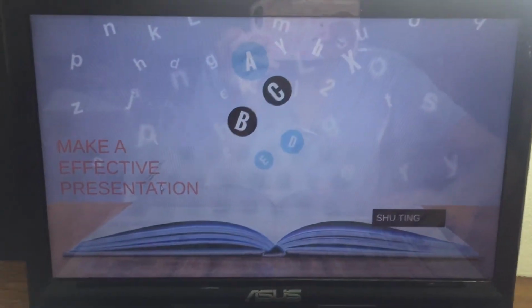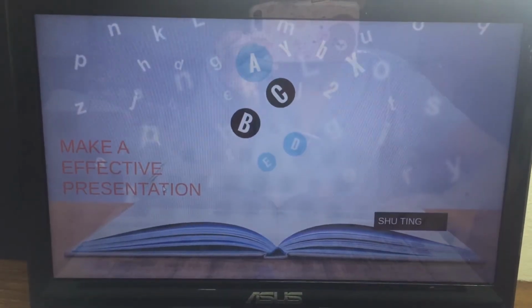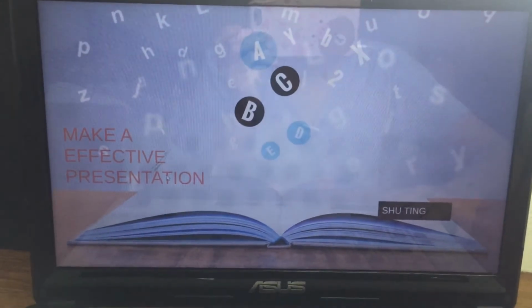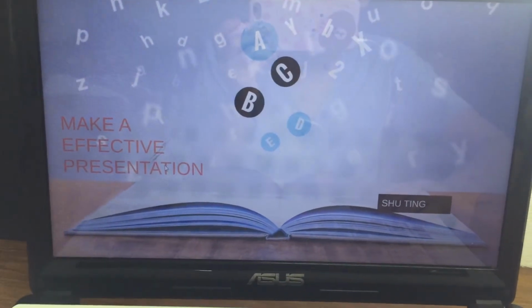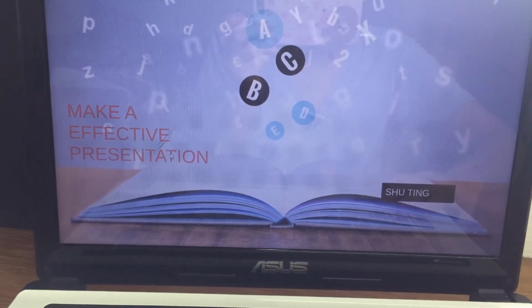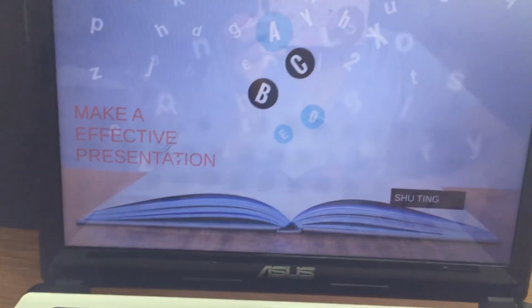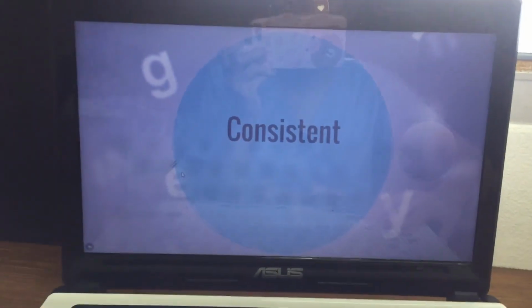So we have discussed the 5 keys to make an effective presentation. The first one is make it big. Second, keep it simple. Third one, progressive. The fourth one, make it clear. And the last one is consistent.